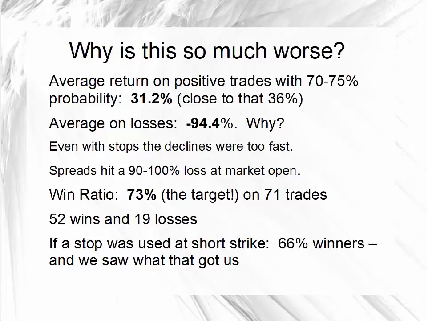It would have broken right through that stop, where the stop or the contingent order in your portfolio at your broker would have been triggered, and you would have gotten out at 90, 92% losses as it blew through both strike prices. If I did use a stop, ran the same test but used a stop at the short strike price, the losses were mitigated to maybe only 51, 52% average on the losers instead of 94. That's what I should be targeting.